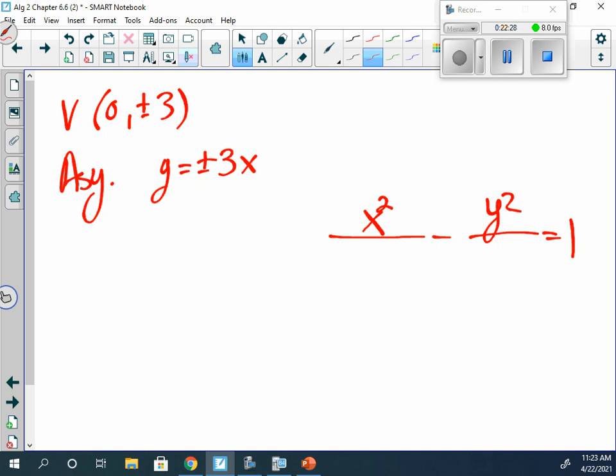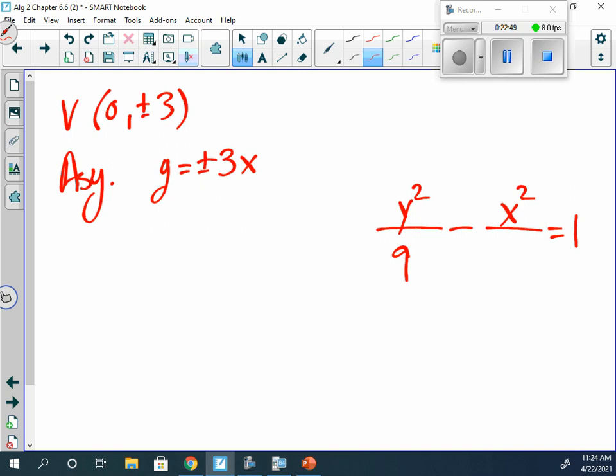No. No, I have it flipped. Because since the y is what's changing in the vertices, I was just double checking my equations and I noticed vertices are k plus or minus a. a is 3, b is 1. So a is 3, so we do have 9.